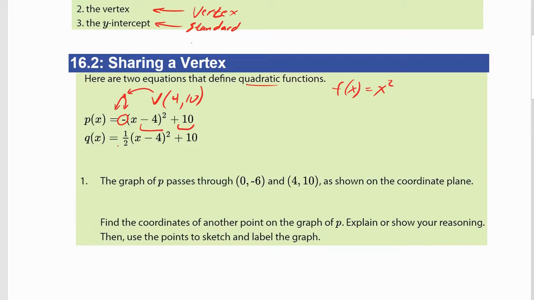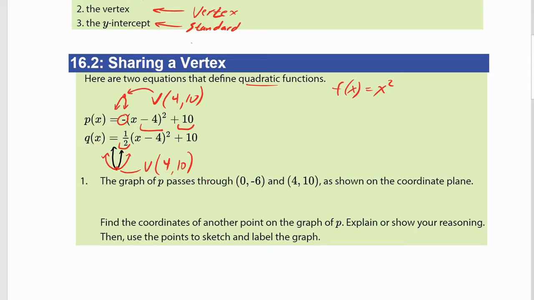Now, what about the half here? Notice it's less than 1, right? So this is actually what we call, again, a compression. So instead of looking like this for your parent function, you're a little bit shorter now. You're compressed, kind of like Danny DeVito. Much respect. All right, so your vertex. Where is your vertex going to be? And again, same as last time. So those are the two differences, right?